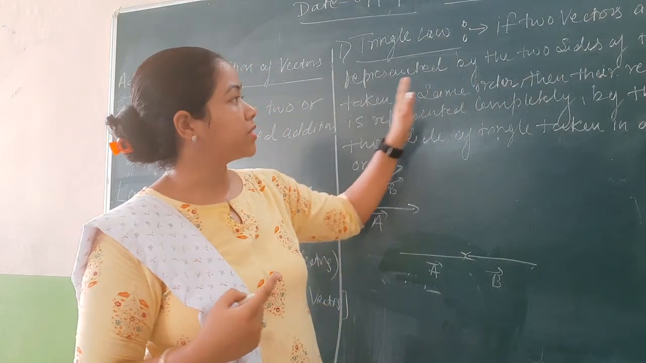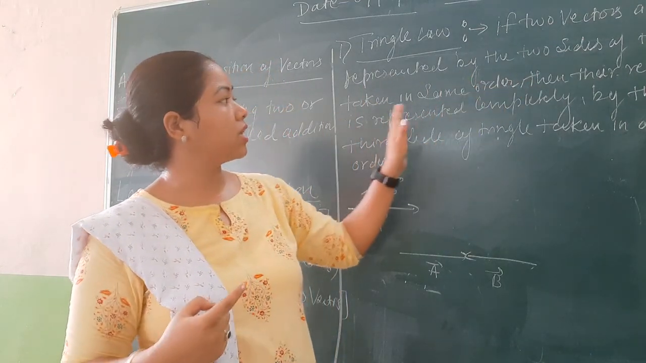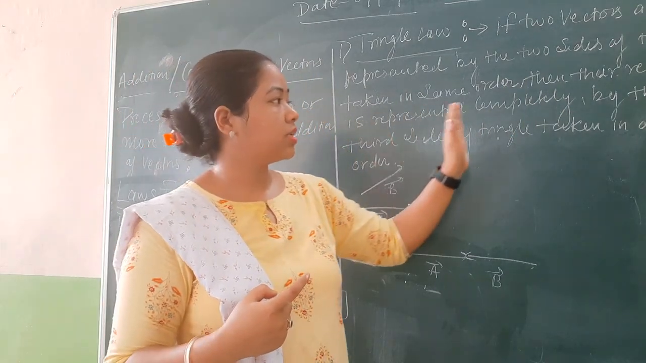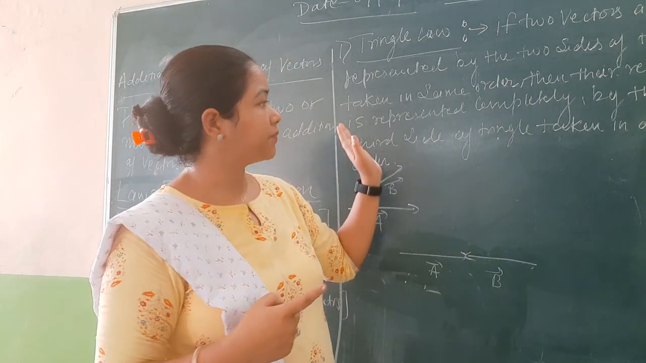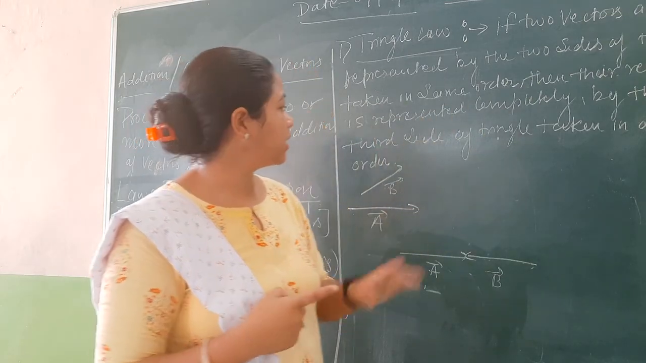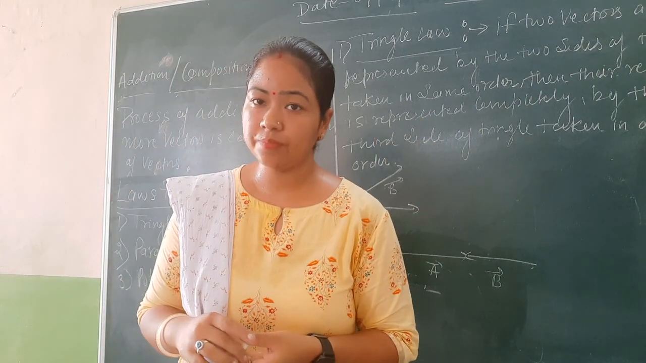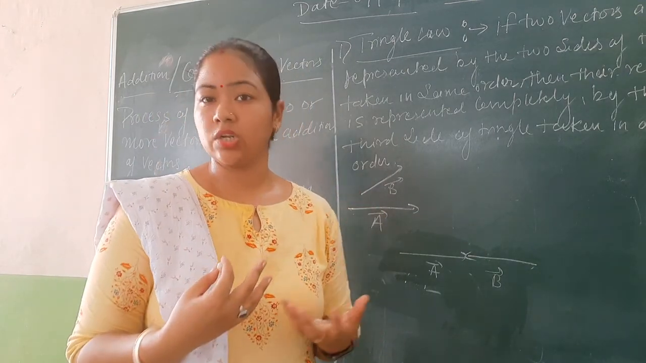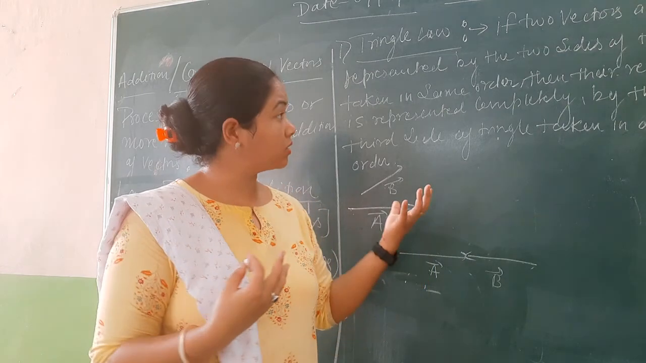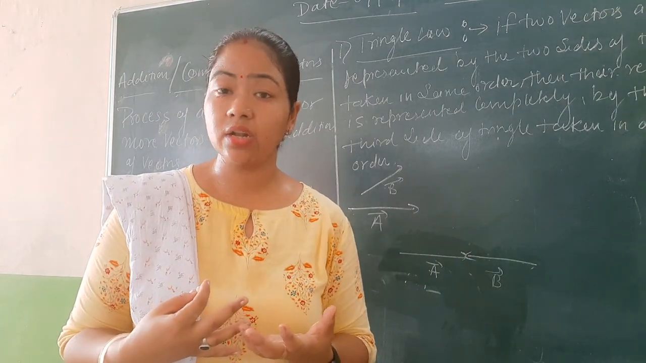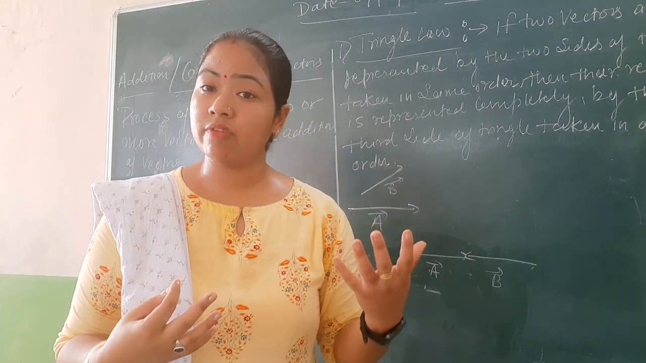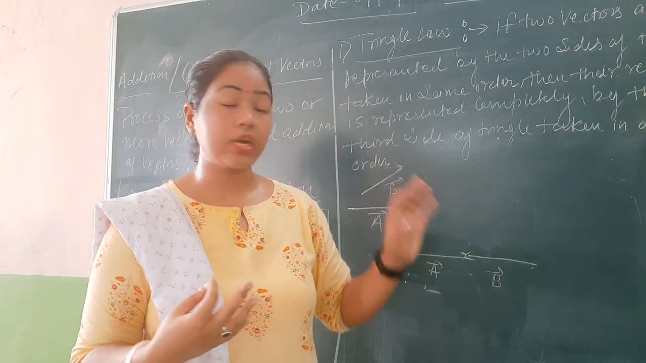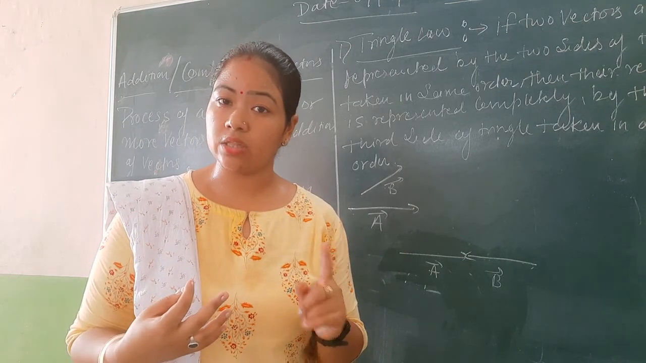If 2 vectors are represented by the 2 sides of a triangle taken in the same order, then their resultant is represented completely by the third side of the triangle. Then how will we represent the resultant of those 2 vectors? The third side of the triangle will represent the resultant of those 2 vectors, taken in the opposite order.